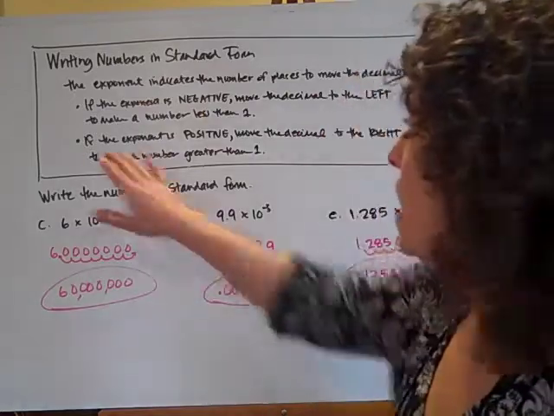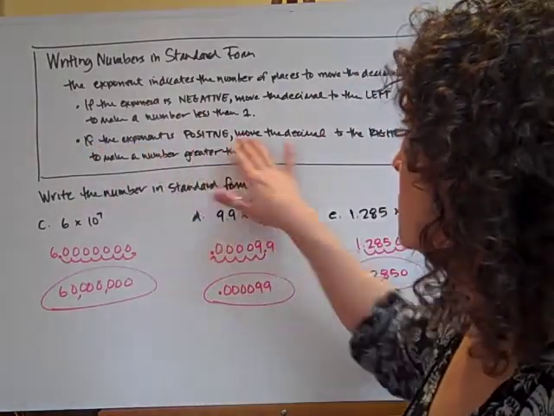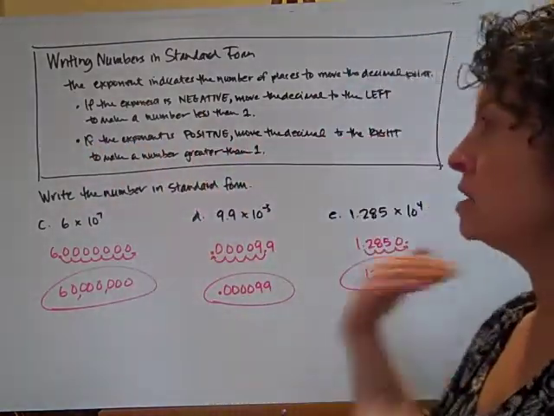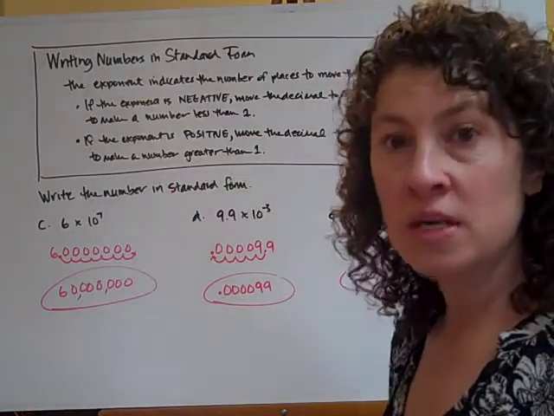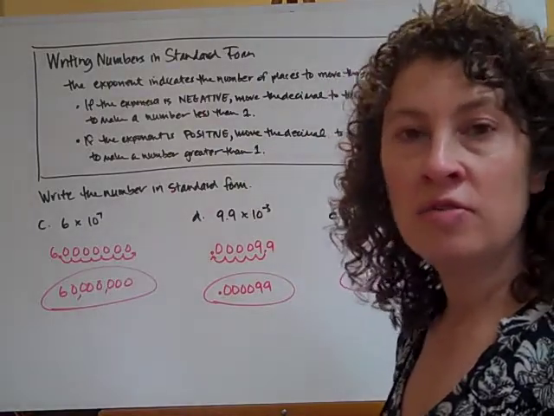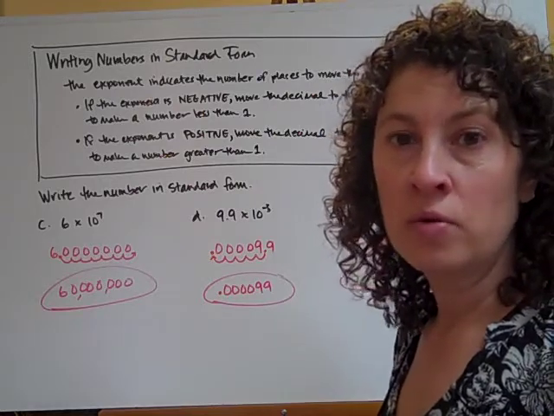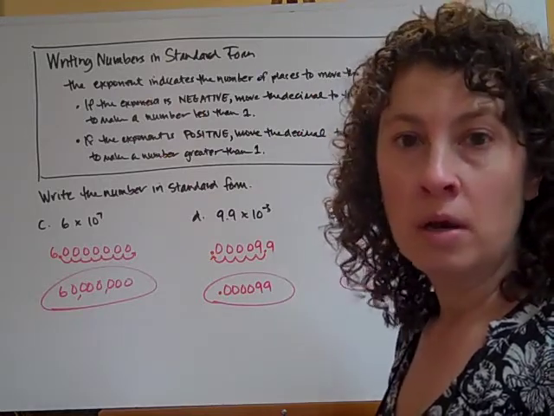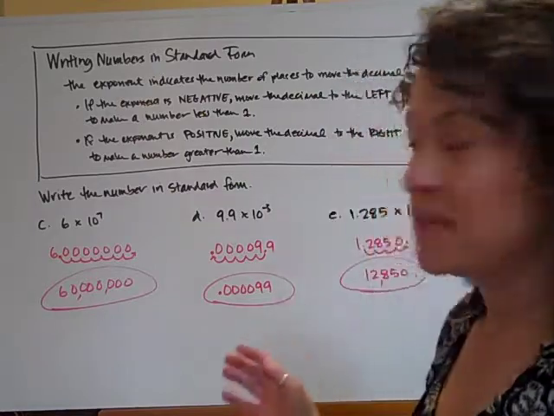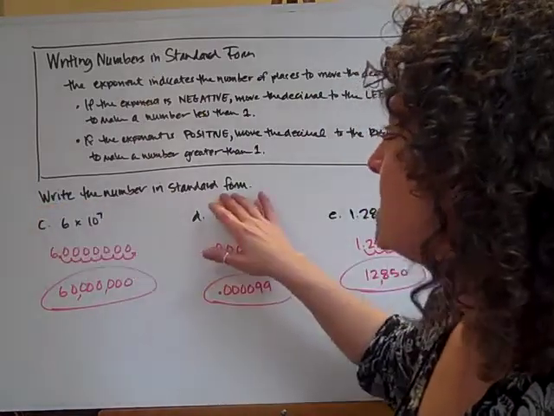than 1. If the exponent is positive, move the decimal to the right to make a number that's greater than 1. So our positive exponents tell us that in standard form the number is larger than 1. Our negative exponents tell us that in standard form our number is going to be smaller than 1. So let's see how this works. We're going to write the number in standard form.